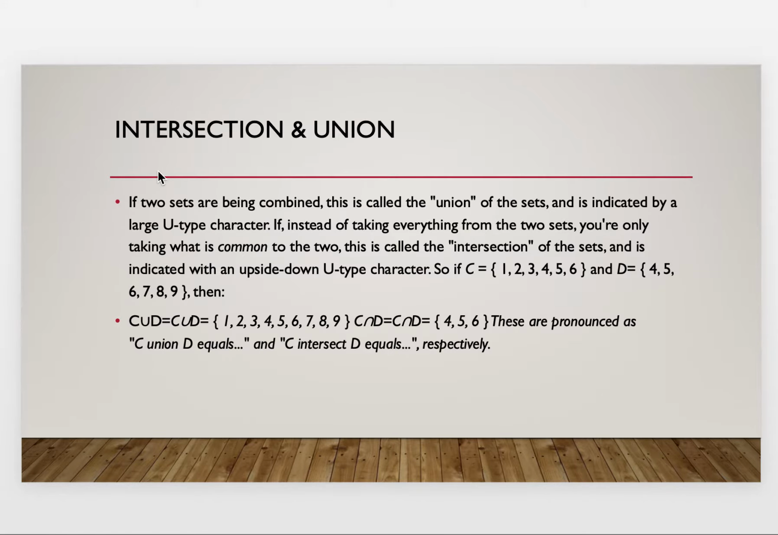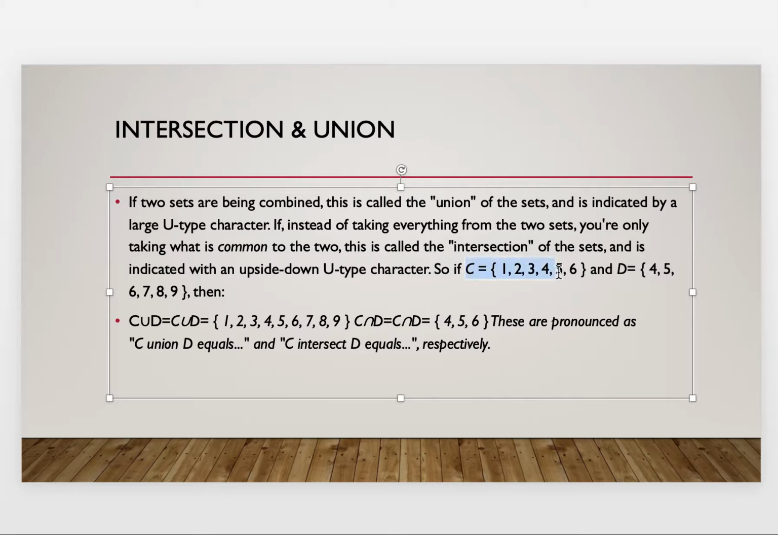So the next two notations we have is what we call an intersection and what we call a union. When we're doing a union, we're combining every element in two sets into one larger set. The union symbol that I use would be the U-type character. If I want to take what's common in two sets, that would be the intersection. So that's going to be a smaller group. The intersection, or the upside down U, is going to be all the things that are in both sets.